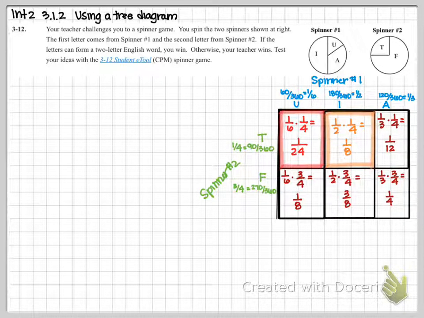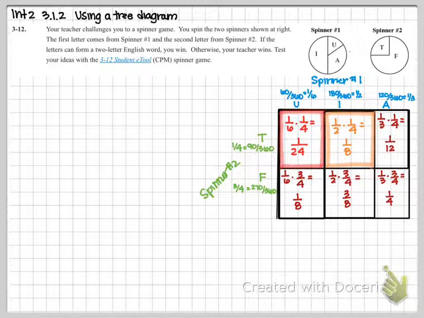Okay, so here's our 3.1.2 notes. You're going to be introduced to the idea of a tree diagram. So we did an area diagram last class, tree diagram this class. All right, so this is 3-12. In 3-12, it's a lot like what we did on the previous slides. I went through and copied over all of the work that we did from our area model. But there's a little bit of a twist to this.